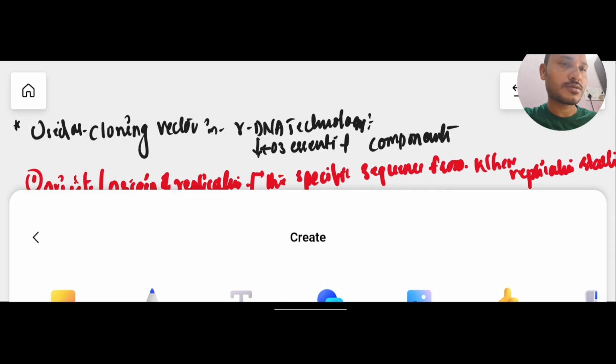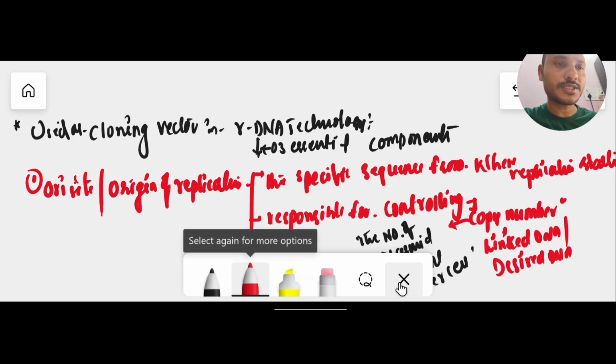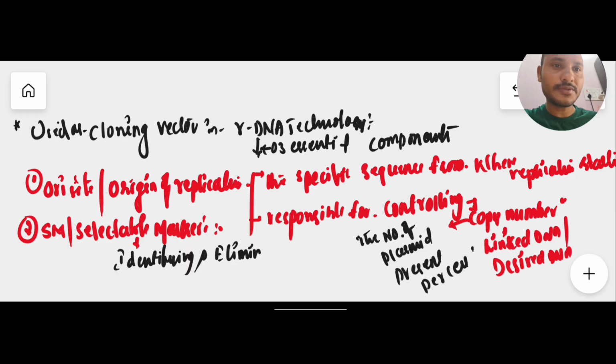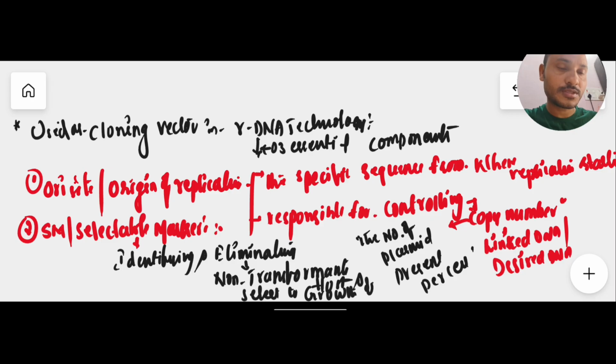One more important component the plasmid has is the selectable marker, SM. Selectable markers help in identifying and eliminating non-transformed hosts, which is very important, and also selectively permit the growth of transformed hosts. Here, if a host gains recombinant DNA, such a host is called a transformed host. If the host does not have any rDNA, it is called a non-transformed host.